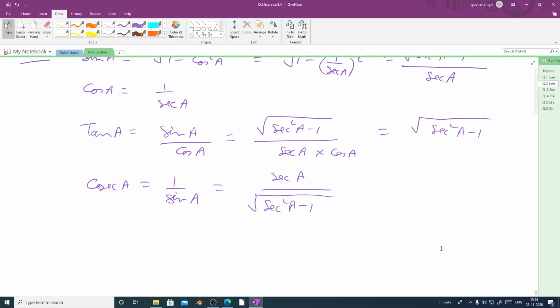Now next is cot A. Cot A will be nothing but the reciprocal of tan A. So cot A equal to 1 by tan A, and that is equal to 1 over square root of sec square A minus 1. So what answer we are getting is cot A equal to 1 over root of sec square A minus 1. So with this, question number 2 is also complete.